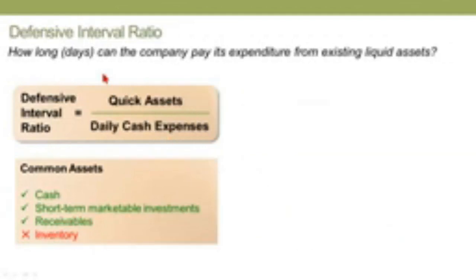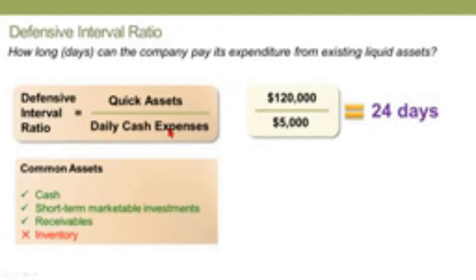And the defensive interval ratio answers the question, how long can the company pay its expenditures from existing liquid assets? So we have the defensive interval ratio, which is going to have the quick assets in the numerator, same numerator that we had with the quick ratio. And so that's going to include cash, short-term marketable investments, and we're going to include the receivables, assume they can be converted into cash. And the denominator, we're going to have daily cash expenses. So you can see that by dividing the quick assets into daily cash expense, it gives us an estimate of how many days the company can go if it just uses the quick assets to cover its daily expenses.